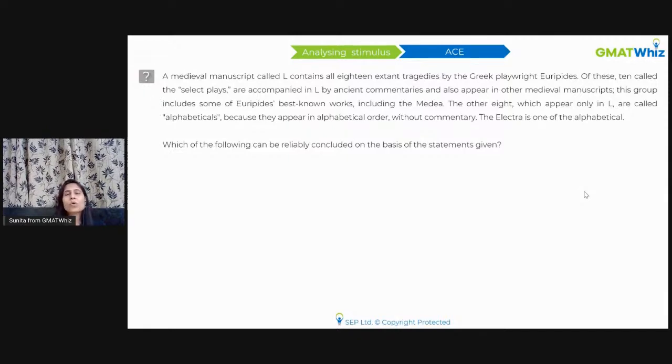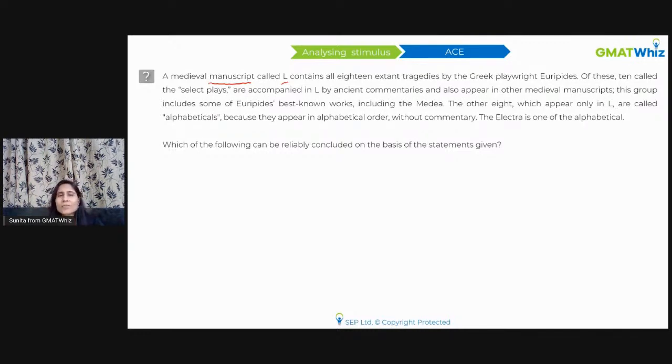A medieval manuscript called L. So in my mind, I mark off two things. We're talking about a manuscript, and that manuscript is called L. Contains all 18 extant tragedies by the Greek playwright Euripides. Now, let's say I don't know the meaning of extant. Should I now stop there and keep racking my brains? Oh my God, I don't know the meaning of this word. What will happen? No. Look at the data that you do know. So far as we know, GMAT does not really test your vocabulary. It will never throw a word at you in such a manner that you wouldn't be able to solve the question if you did not know the meaning of that word. So never mind about those words. Extant, by the way, means existing.